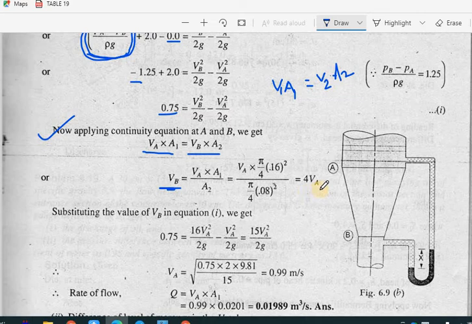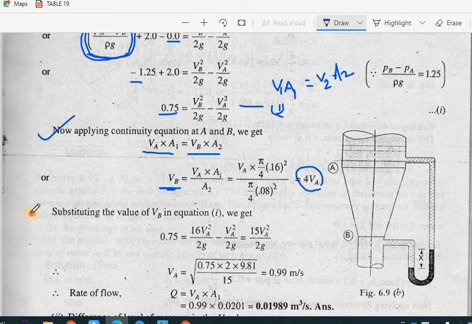So we are left with what? 4 VA. So VB equals to what? 4 times VA. So we'll put what? We will put this VB value over here in this equation. Suppose this is your equation number 1. So we'll put VB as 4 VA in this equation.